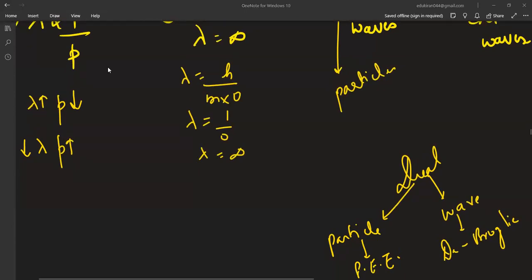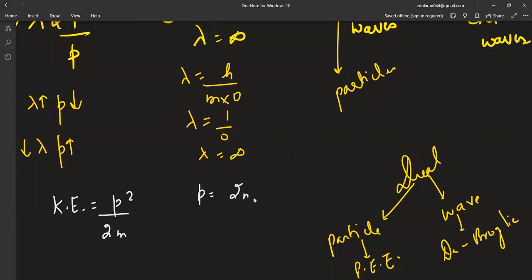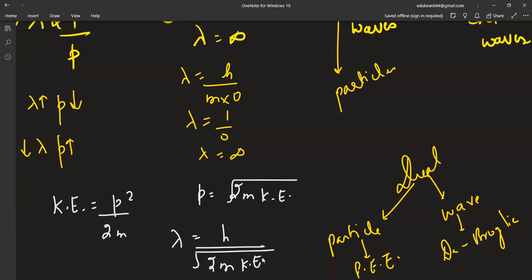Just one last thing. See, there's one relation between kinetic energy and momentum. Sometimes the questions are given like this. Kinetic energy is P square by 2m. So momentum can be written as the square root of 2m times kinetic energy. So the formula for de Broglie wavelength will be h by the square root of 2 into the mass of the electron into kinetic energy. Just write it down. Make a note point of this portion also and write it down.